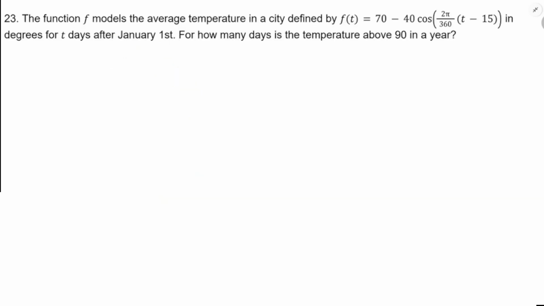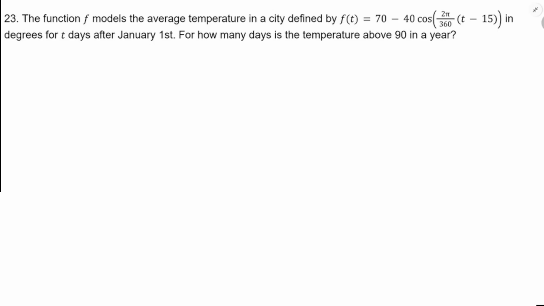Okay, now I think the last set of problems we've got is going to be some applied problems. So we've got the average temperature in a city defined by f of t is 70 minus 40 cosine of 2 pi over 360 times t minus 15, in degrees Fahrenheit.